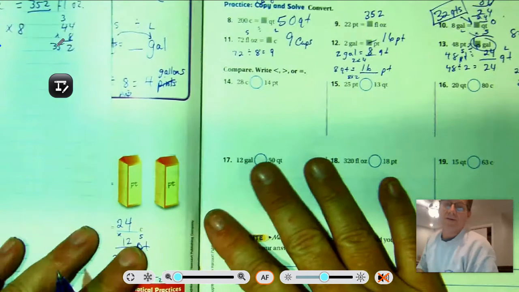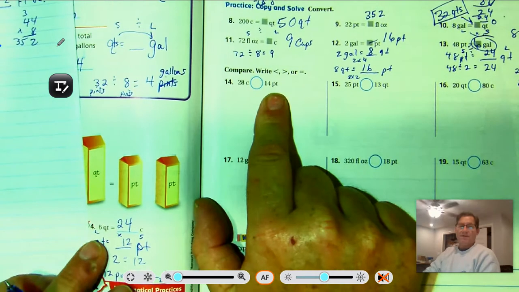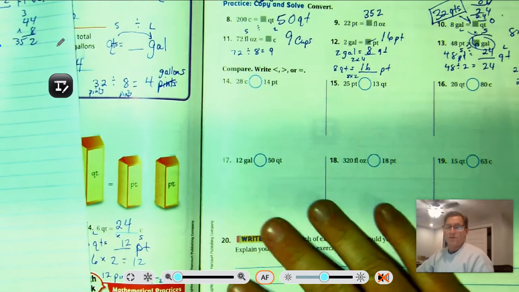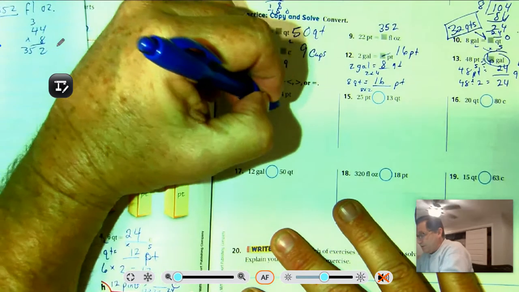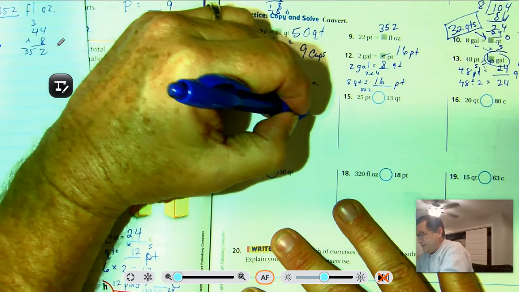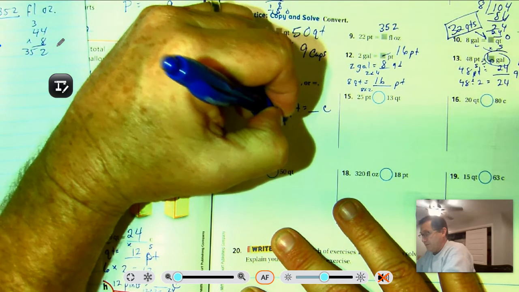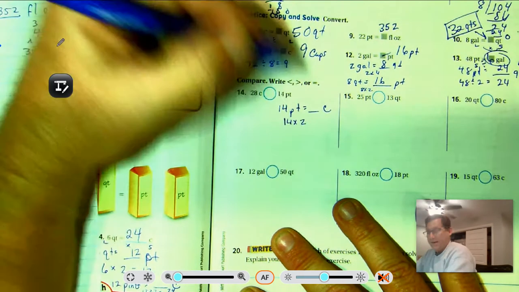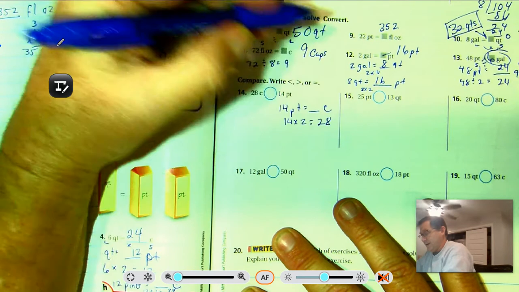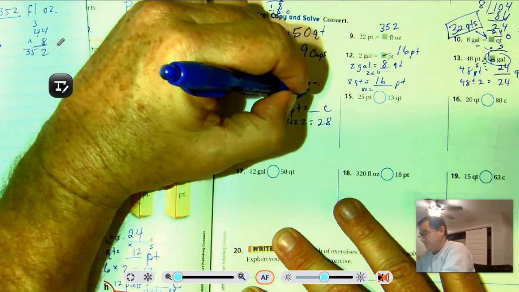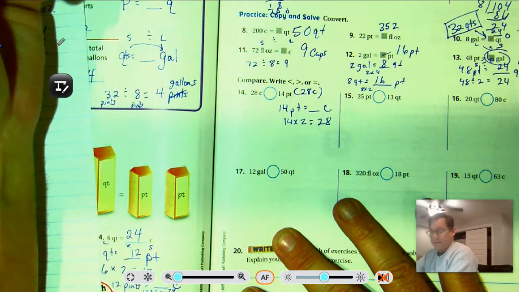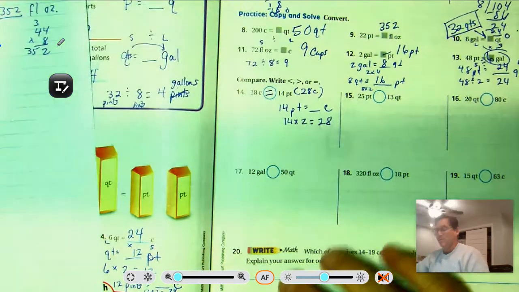Right, now we're comparing. So we have cups and we have pints. Well, they're different units, right? So let's change 14 pints into cups. There's 2 cups for every pint. So that's 28 cups. Well, 28 cups is equal to 28 cups. So they are equal.